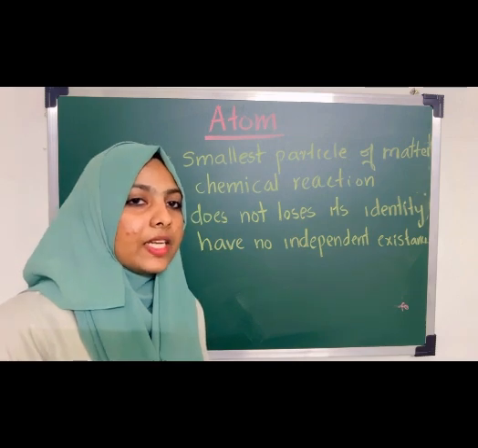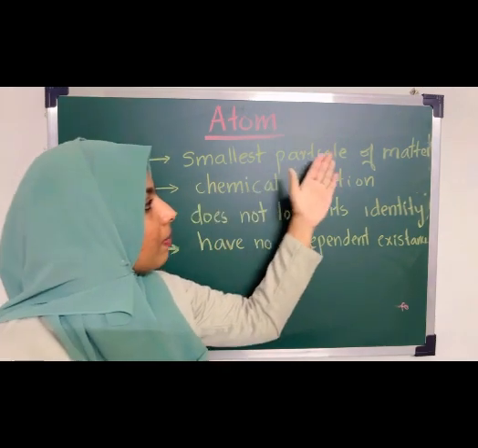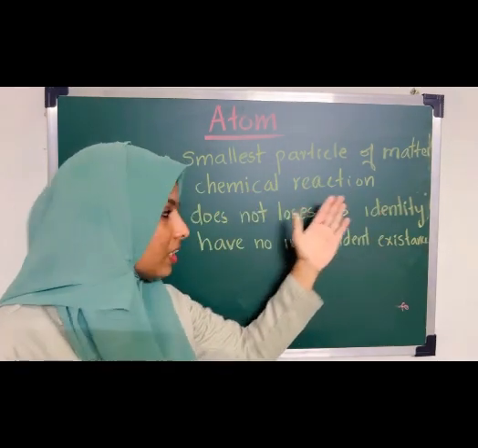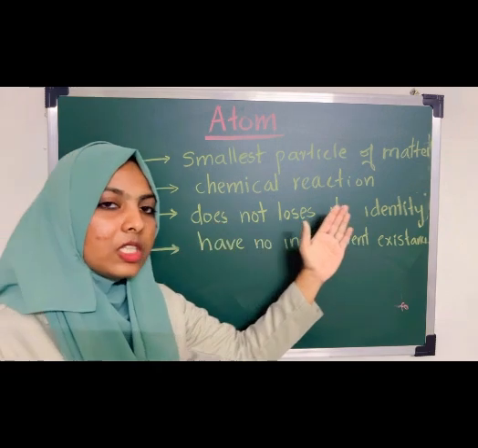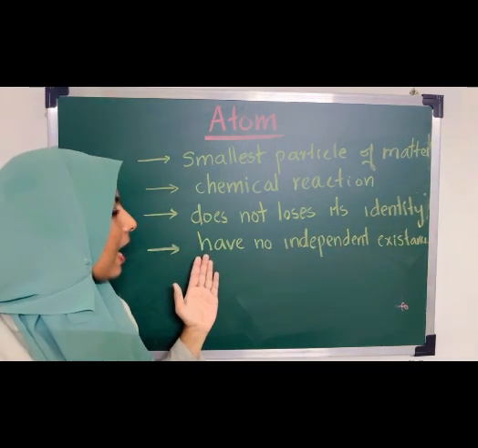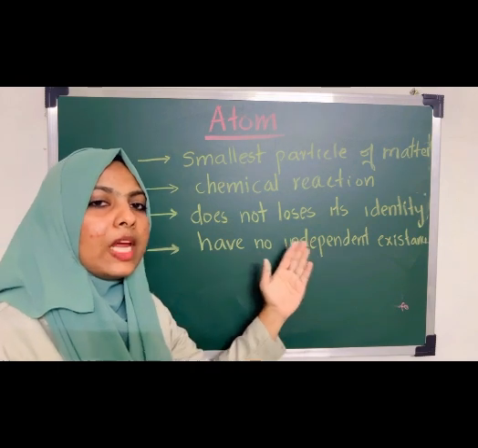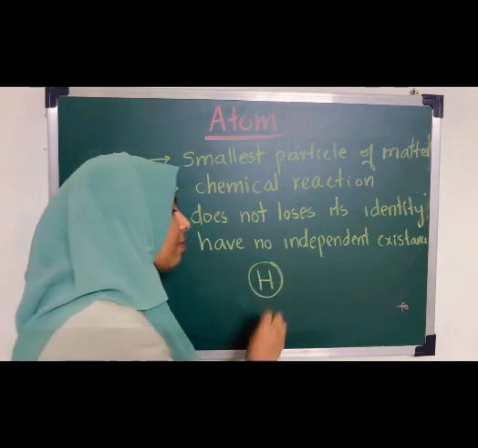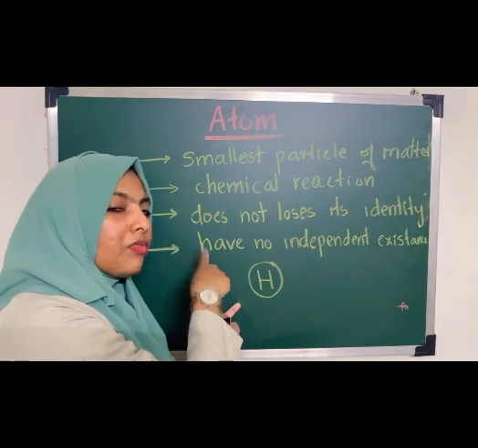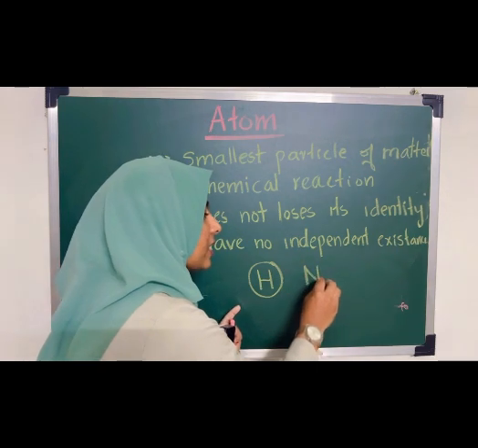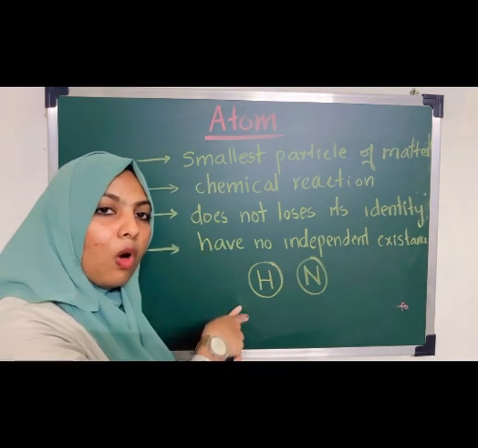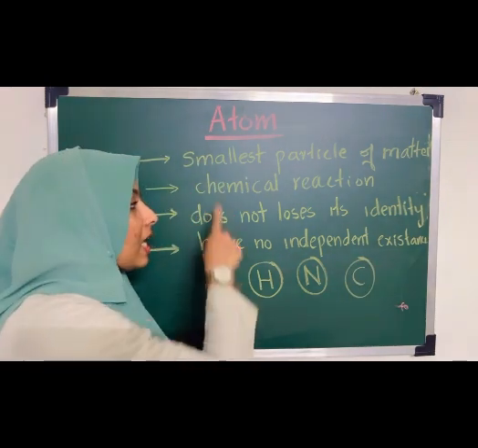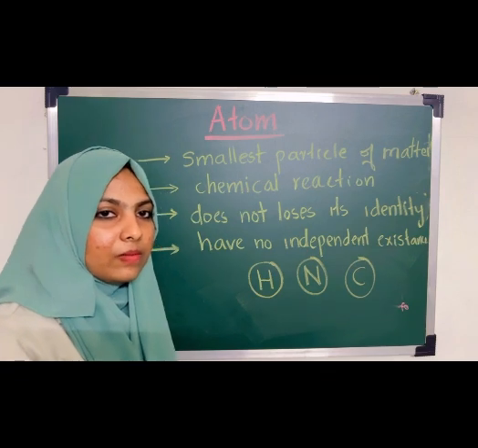So what is an atom? An atom is the smallest particle of matter. It should participate in chemical reaction. It does not lose its identity, and an atom has no independent existence. So if we want to say hydrogen is an atom, it should fulfill all four conditions. If we want to say nitrogen is an atom, it should fulfill all four conditions. If we want to say carbon is an atom, it has to satisfy all four conditions.